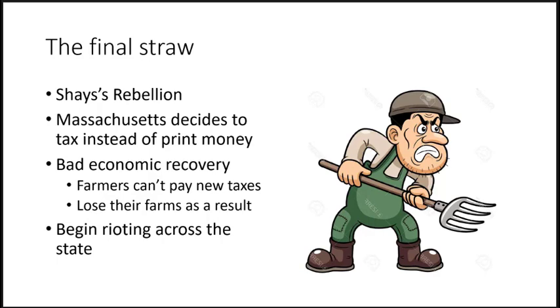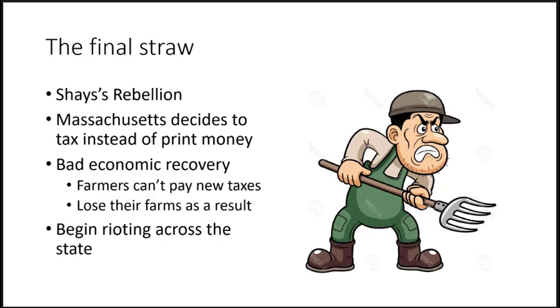So Massachusetts tries to do the smart thing. They go, I don't want inflation to occur. I don't want runaway prices. So we're going to try and tax our way out of these debts. And so that's what they do. They just start slapping taxes on lands.